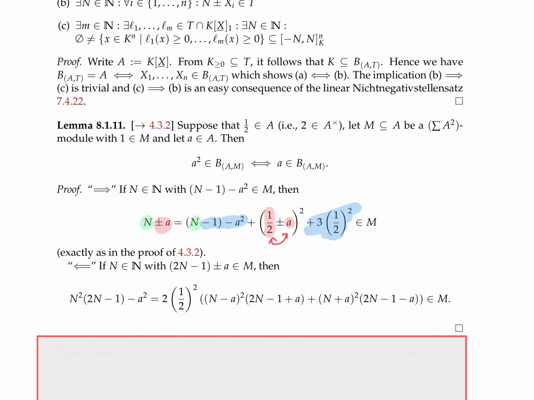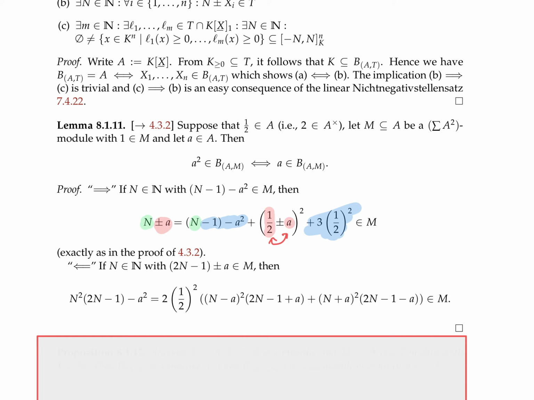Didn't expect this. Okay, so n squared times 2n minus 1, that's a positive integer, minus a squared. I have to show that that lies in M, right? Because if I take plus instead of minus, then anyway it lies in M. That's trivial, but minus is the important thing. And now comes a tricky expression.